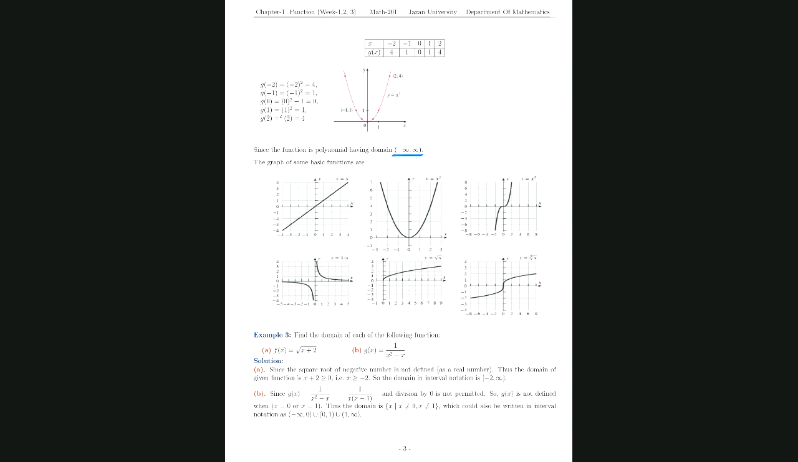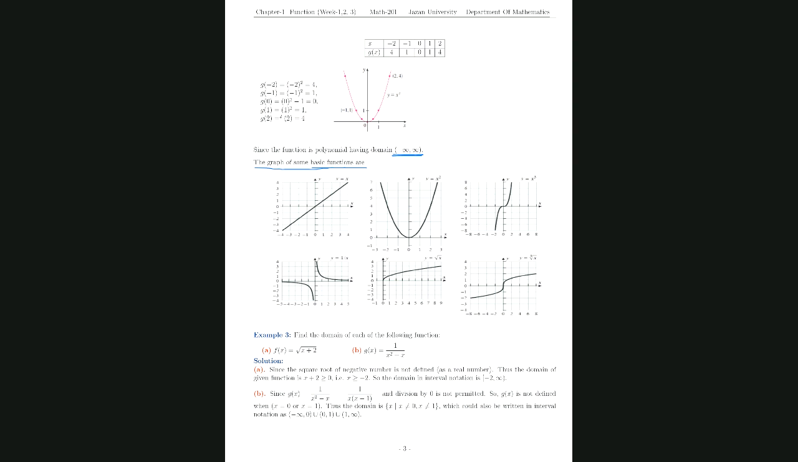After that, see here some basic functions, the graphs of some basic functions. These are the standard functions. You have to remember the graphs of these functions all the time in your mind. When you see this function, then you think that the graph of this function is this.